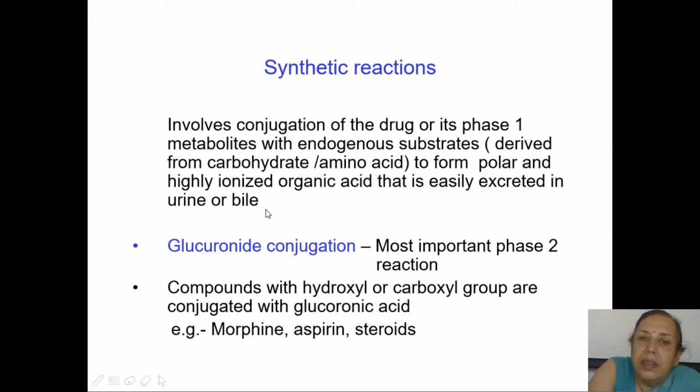Now, if we look at various synthetic reactions that take place, the most important one is the glucuronide conjugation. So, you see glucuronic acid is generated, and drugs with hydroxyl or carboxylic groups form conjugates with glucuronic acid, and they form the glucuronide conjugates which can be easily excreted out. The examples are morphine, aspirin, steroids. But it is also reported that the morphine glucuronide conjugate produced is still active. So there are certain exceptions, but for most of the drugs, the conjugation that takes place produces conjugates which are not active.